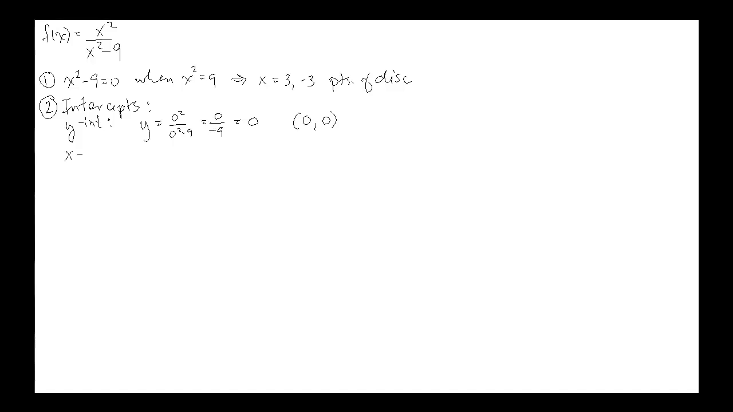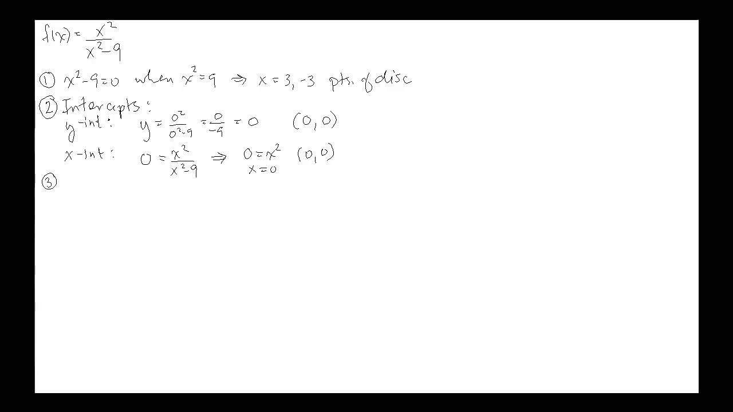Let's see if we've got any x-intercepts. That means we set the function equal to 0. We let y equal 0, because an x-intercept is a place where we cross the x-axis, and we don't move up or down, so y is 0. Well, remember, we have a fraction. A fraction is equal to 0 exactly when its numerator is equal to 0. So that would mean when x squared is equal to 0, which would mean when x is 0. So the x and y-intercept are at the same place, (0, 0).